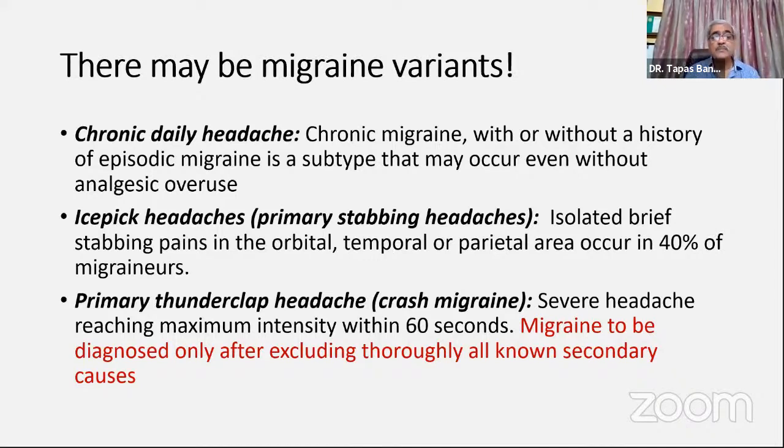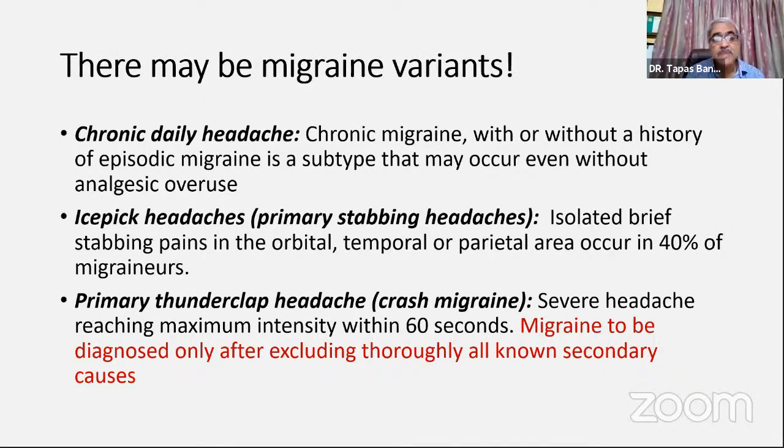But 40% of migraineurs may have isolated brief stabbing pain in the orbital, temporal, parietal area, which is similar to that of ice pick headache, but this is a manifestation of migraine. And for this sort of problem, you only reassure the patient or you can treat with certain prophylaxis like amitriptyline, etc.